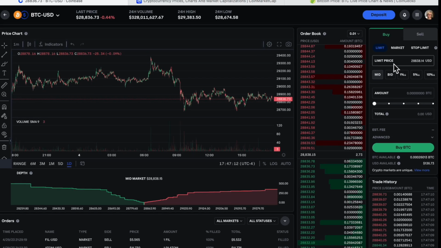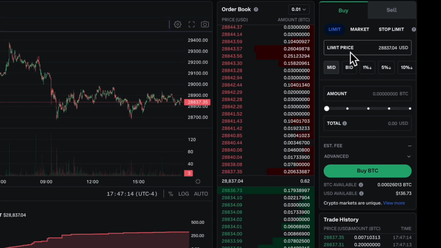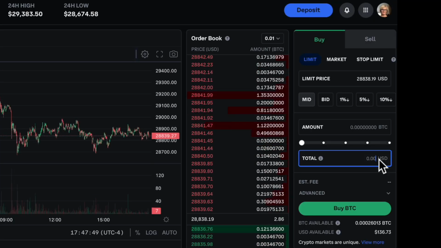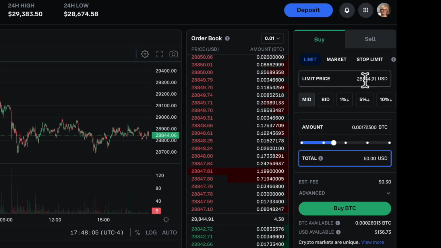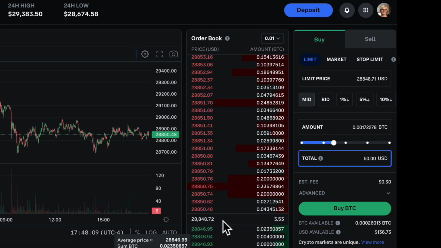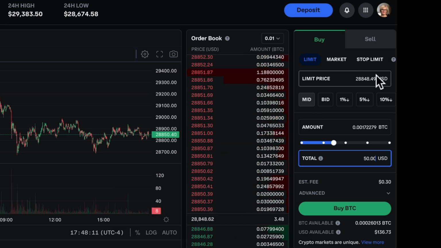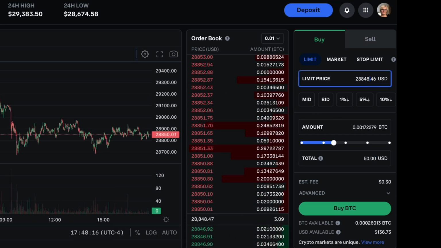Let's just demonstrate and set up a limit order here. Say I want to buy $50 of Bitcoin. Okay, there it is. So it's telling me that's about that much of the total that's available with respect to cash in my exchange account. Then I have to say what price I want. So it's pre-filling an amount which is probably representing the midpoint here. But I want to offer lower because I want to take a chance here.